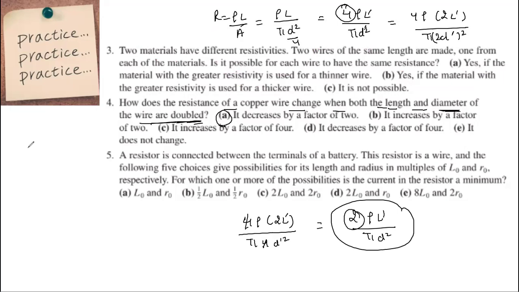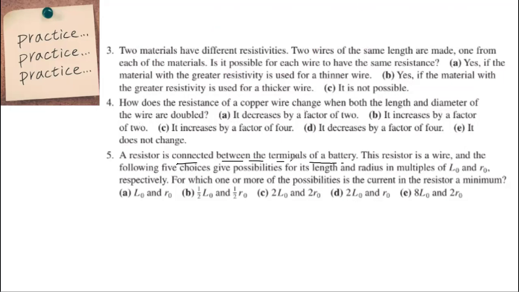Moving on, question number 5. A resistor is connected between two terminals of a battery. The resistor is a wire, right? So let's say you have a battery and then you connect a resistor to that battery. Okay, so there are five options. They're saying the following five options give possibilities for its length and radius in multiples of L naught and R naught. For which one or more possibilities the current in the resistor will be minimum.